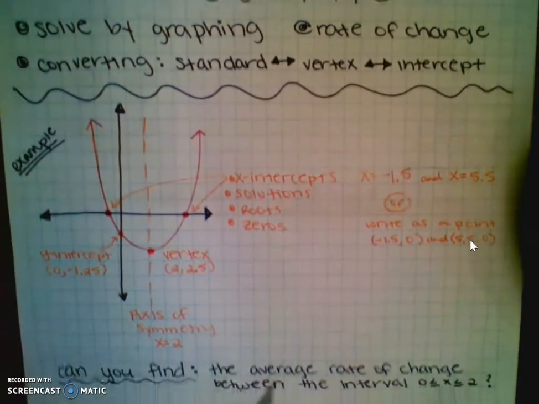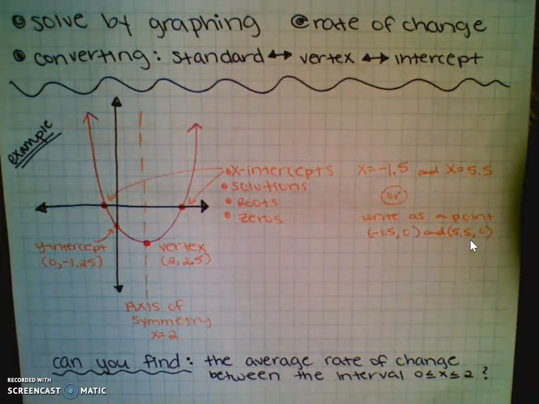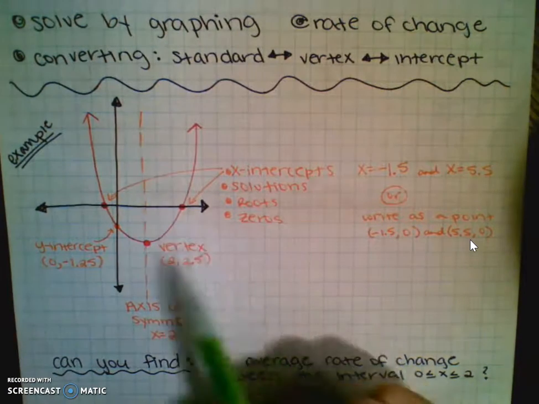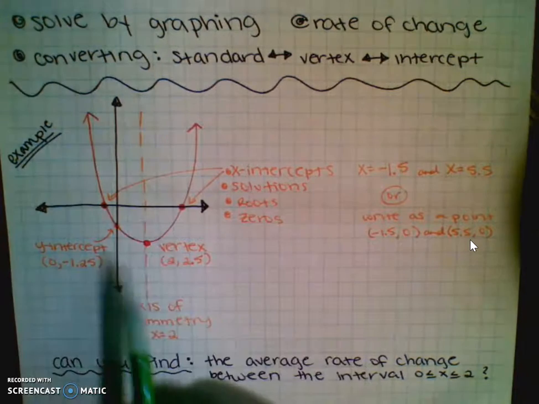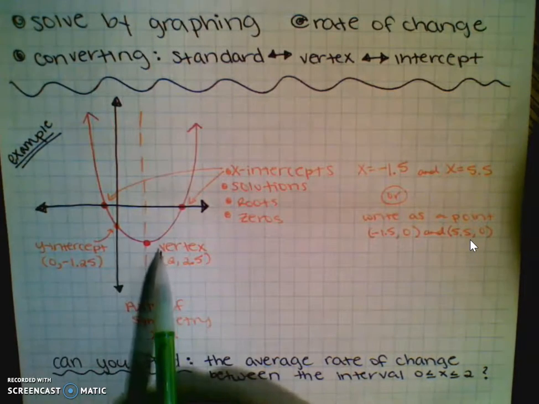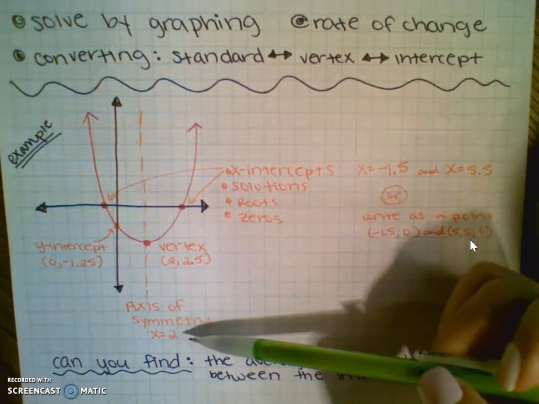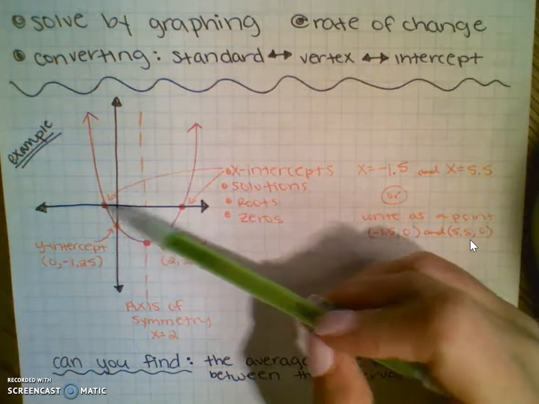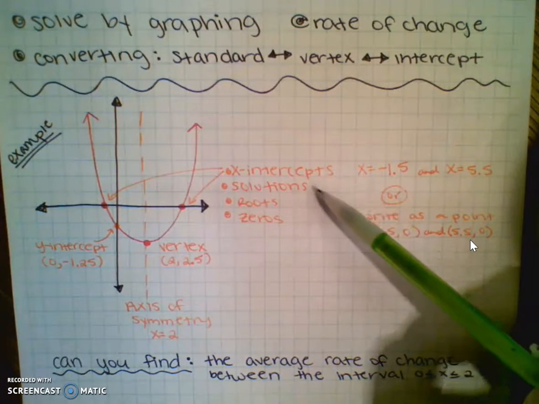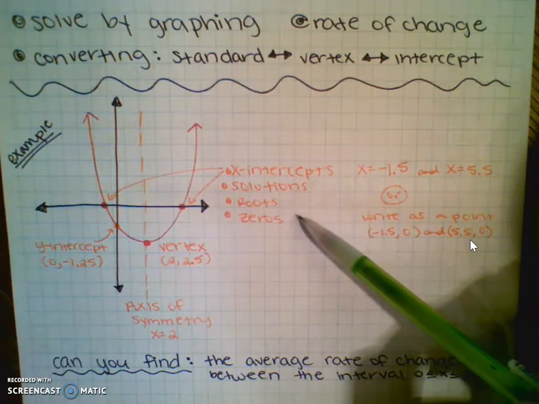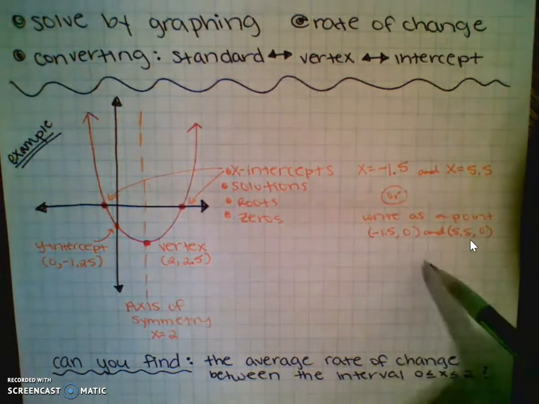So at first glance, the first thing you'll have to know is that if I give you a graph, know everything I have here in orange. So know where your y-intercept is, know your vertex, know this is your axis of symmetry, it's always x equals 2, and then also know that where it intercepts the x-axis, those are called the x-intercepts, the solutions, the roots, and the zeros. Okay, you can write these as x equals what they are or as points.